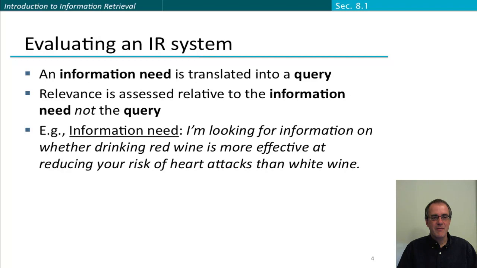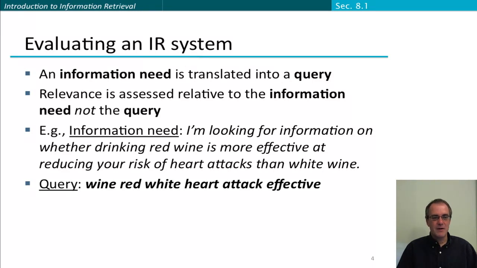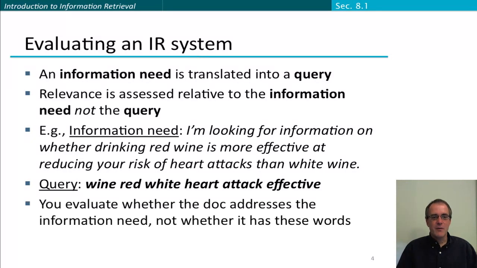So for example, if the information need is the person is looking for information on whether drinking red wine is more effective than white wine for reducing your risk of heart attacks, they'll come up with some query. For example, it might be wine red, white heart attack effective, and that'll be submitted to a search engine. And in evaluating the effectiveness of the search engine in returning relevant results, we're not asking, are the results that the search engine returns documents that simply have those words on the page? Rather, we're saying, do these documents address the user's information need?